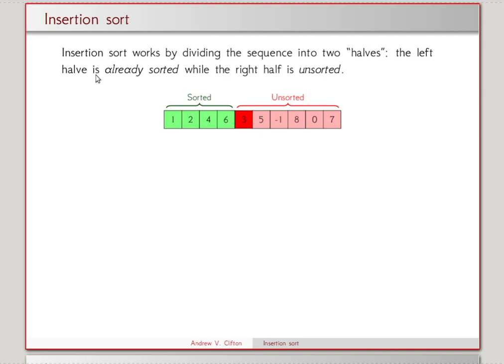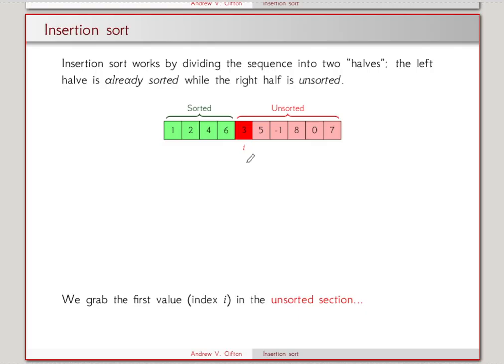All right, next on our journey through quadratic time sorting algorithms is insertion sort. Insertion sort works by dividing the sequence into two halves. The left half is stuff that we've already sorted, and the right half is stuff that isn't sorted yet.